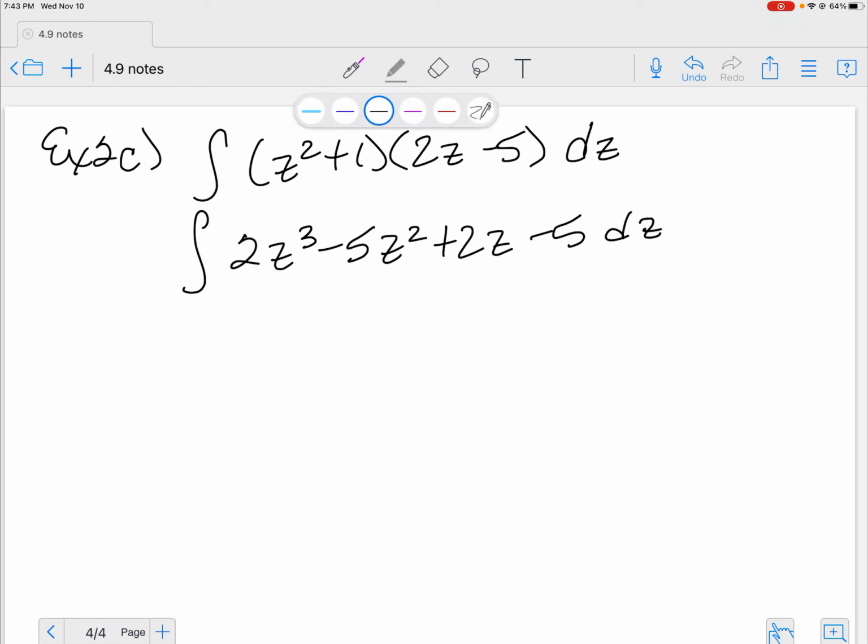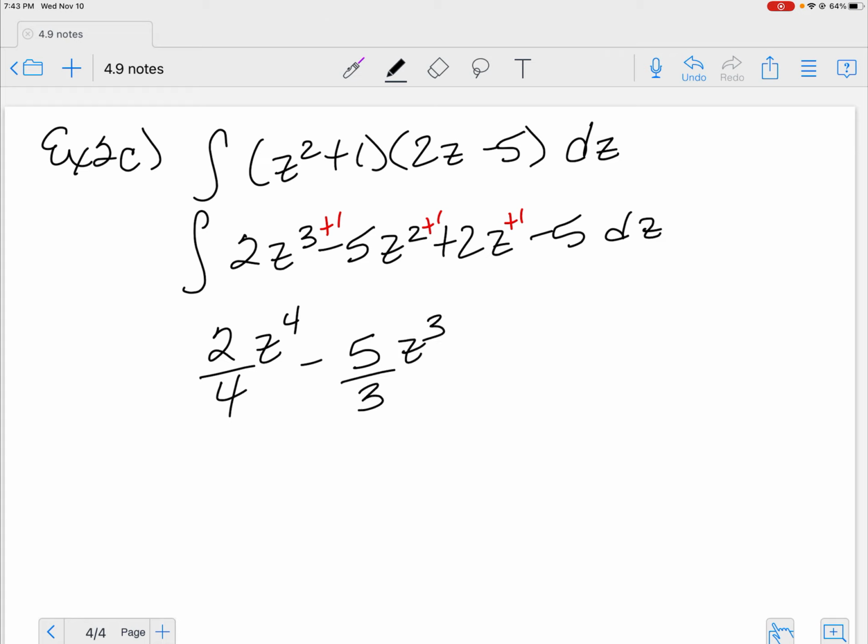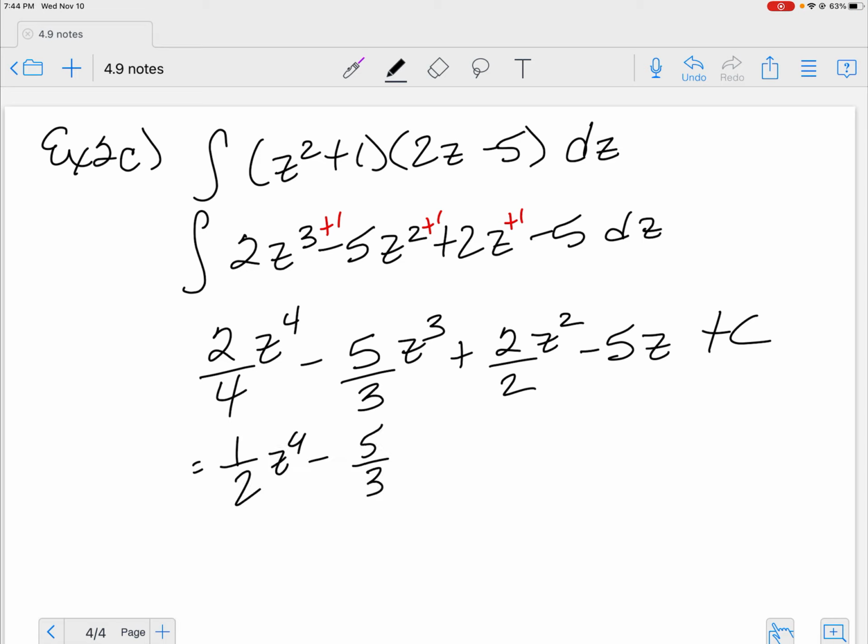Now everything's in terms of plus or minus. I've got my power rule. Add 1. And then I know that's just going to be my variable there. Add 1 and divide by that coefficient. So I've got 2z to the 4th divided by 4 minus 5z cubed divided by 3 plus 2z squared divided by 2 minus 5z. And then what do we have to have always? Plus c. Good. Just clean it up. 1/2 z to the 4th minus 5/3 z cubed plus z squared minus 5z plus c.